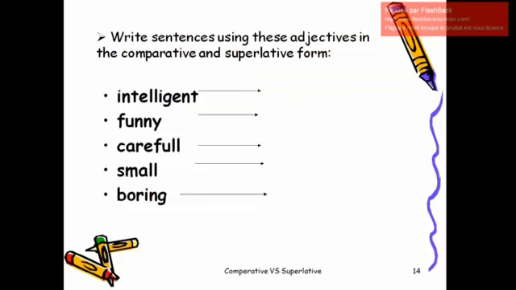The last exercise, write sentences using these adjectives in the comparative and superlative form. Intelligent, funny, careful, small, and boring.